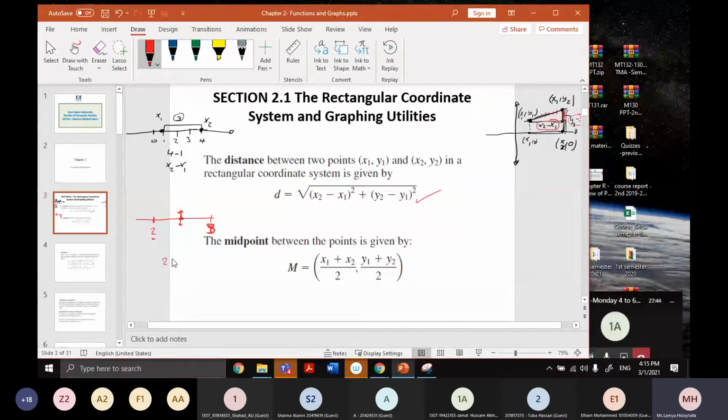Easily I can do 2 plus 8 over what? Over 2. 2 plus 8 is 10, so 10 over 2, this is 5. So isn't 5 the value of the point in the middle? From here, 2 plus 3 is 5 and 5 plus 3 is 8. So yes, the point 5 is the point in the middle.